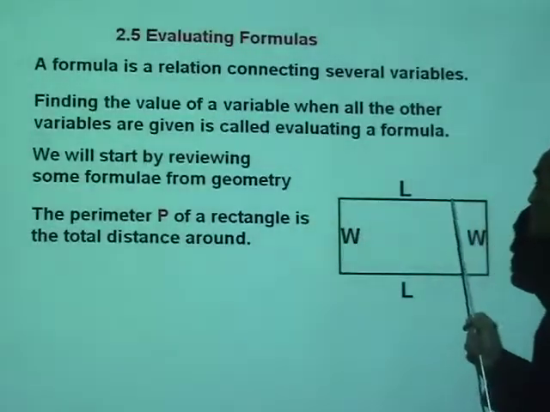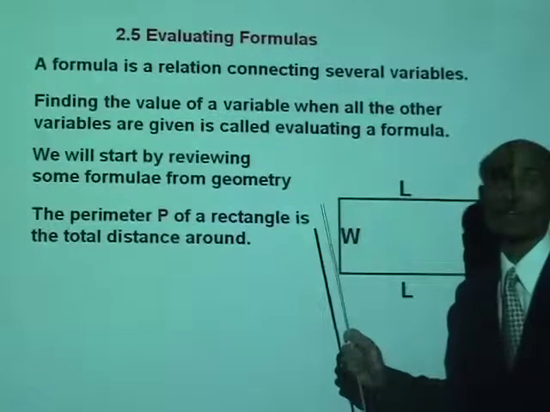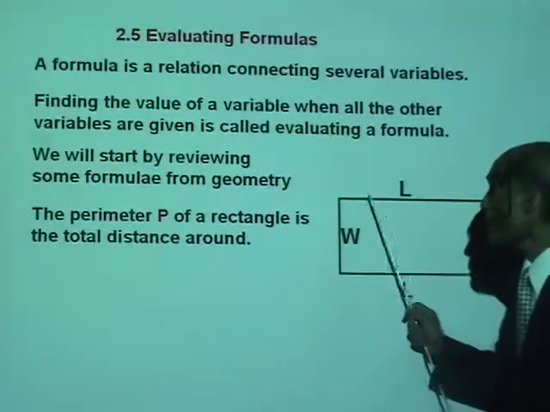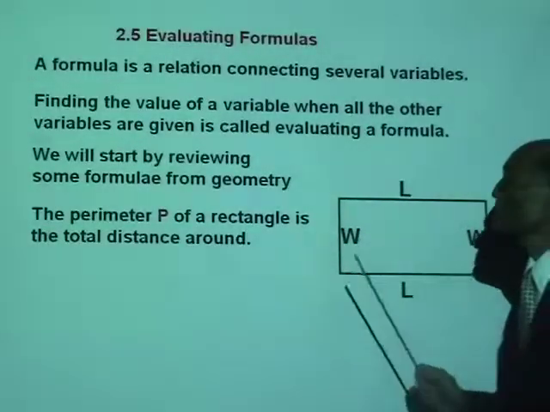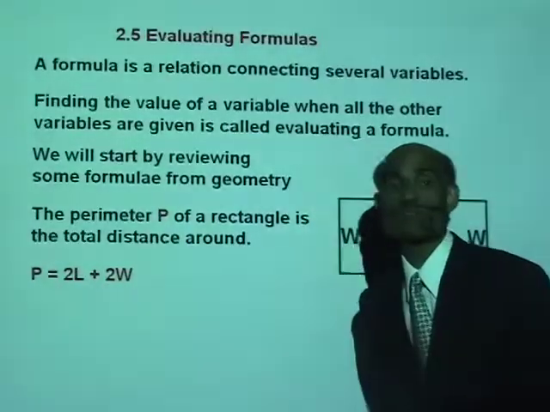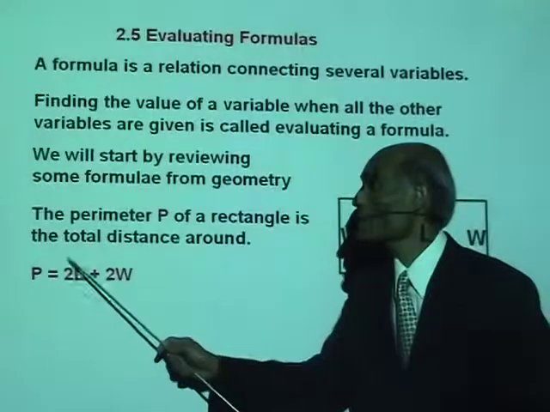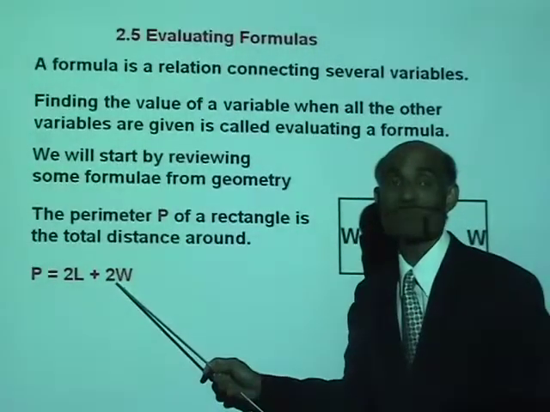Perimeter is the distance around. Add all these lengths. Now, when you add all these, there are two L's and two W's. So, what is the perimeter of a rectangle? P equal to 2L plus 2W.